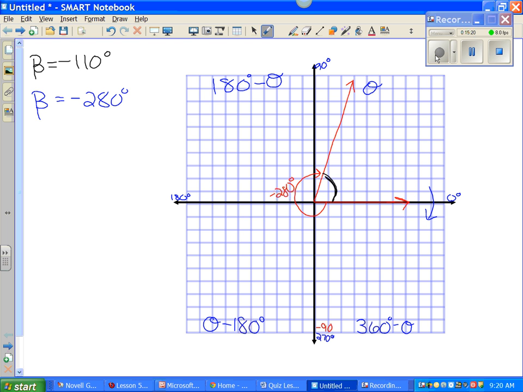So we can think logically. If I've gone 280 degrees, how many more to get to 360? 80. What's the other way we can do this? The absolute value of negative 280, which gives us 80 degrees. How do you guys feel? Not bad? Okay.